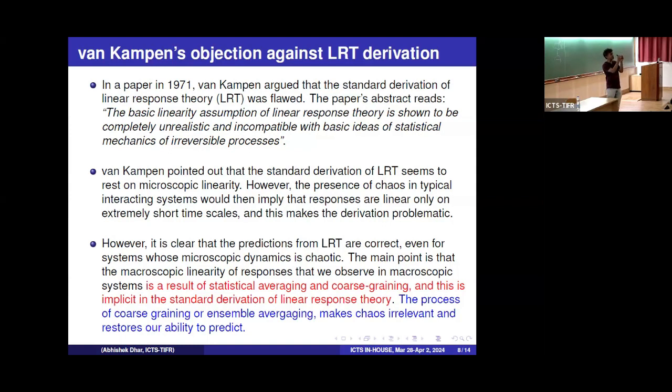Individual molecules, of course, if you start from different initial conditions, can be in very different positions and so on. But once you coarse grain, the observable that you actually measure won't show the effect of all this chaos. So the process of coarse graining or ensemble averaging makes chaos irrelevant and restores our ability to predict.